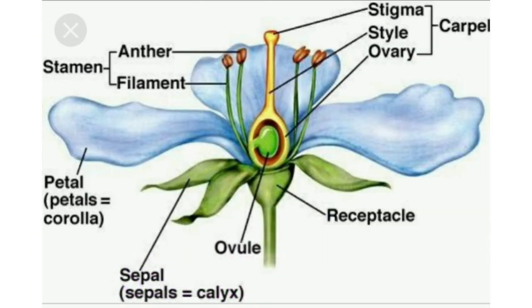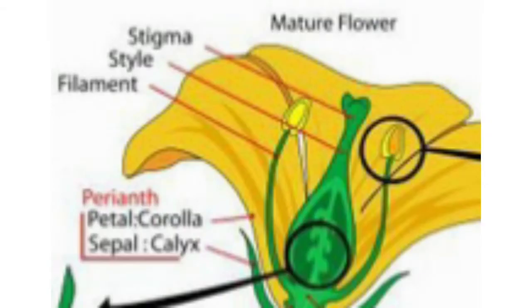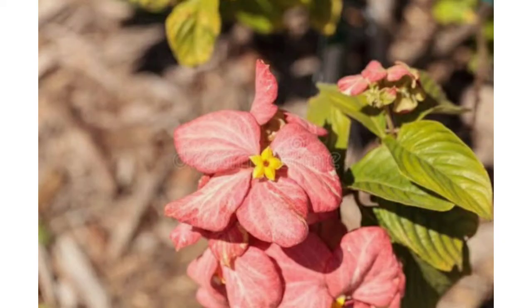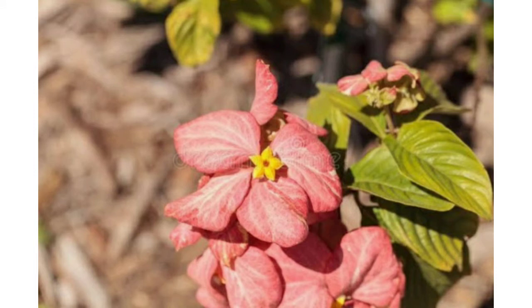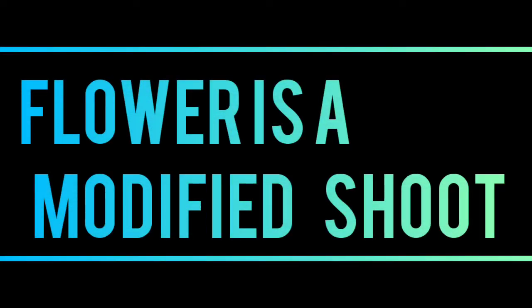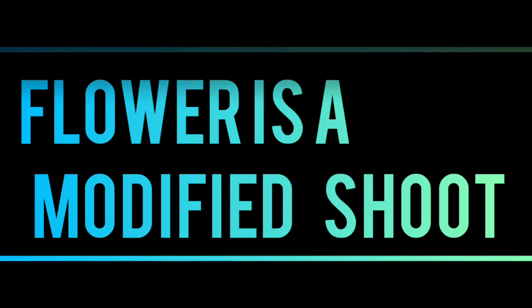One special characteristic feature is found in one of the plants called Mussaenda. In the Mussaenda flower, one of the sepals, the individual members of the calyx, is modified into a bright and attractive yellow colored structure, which attracts insects for pollination, and we call it the advertising flag. From these characteristic points present in both shoots and flowers, we can prove that the flower is a modified shoot.